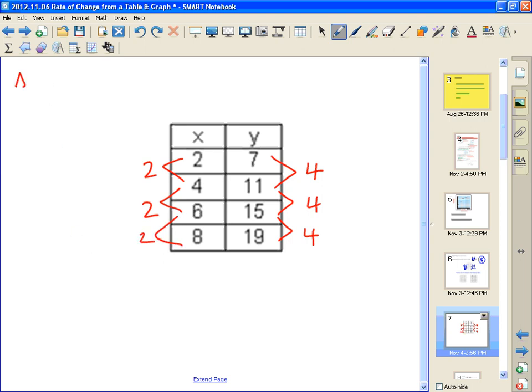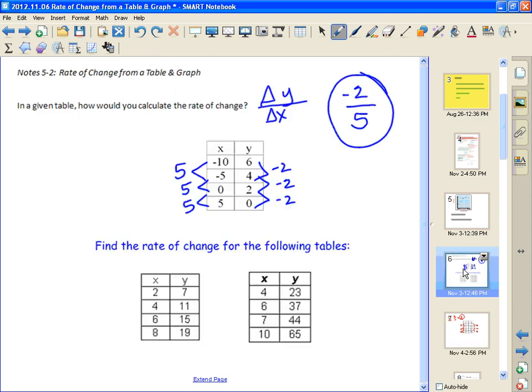So if I'm looking for the change in y over change in x, also known as the rate of change, I would put my change in y, 4, over my change in x, which is 2. So I end up with 4 over 2. But I notice that that's a fraction that I can reduce. 4 divided by 2 is 2, so it just reduces to the whole number of 2. Therefore, the rate of change for this table is 2, and that's what we were asked to find, the rate of change.